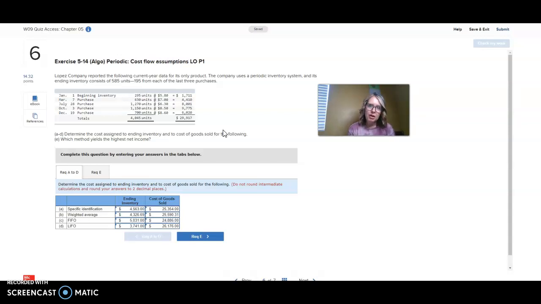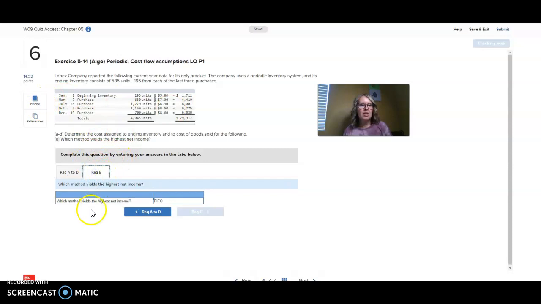And then that's your ending inventory. Then you're going to take the 29,917 and subtract that from the ending inventory to get your cost of goods sold. So that's how you do those. So, whew, it started out seeming like it was going to be easy, and then I kind of struggled.